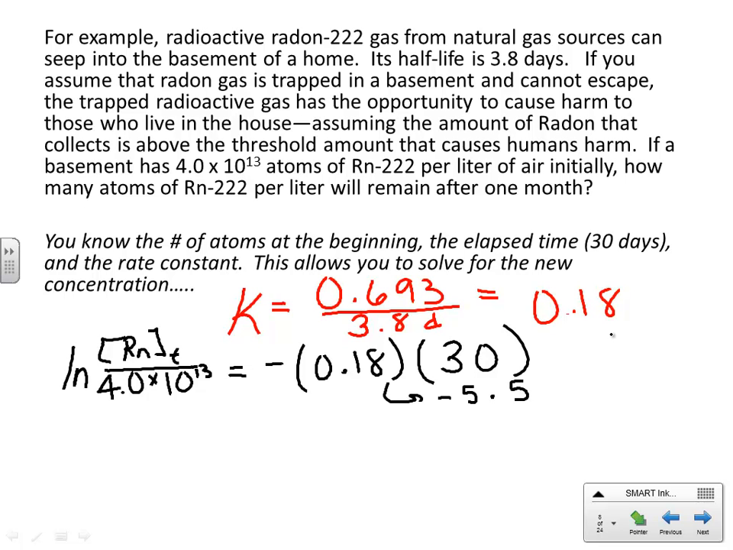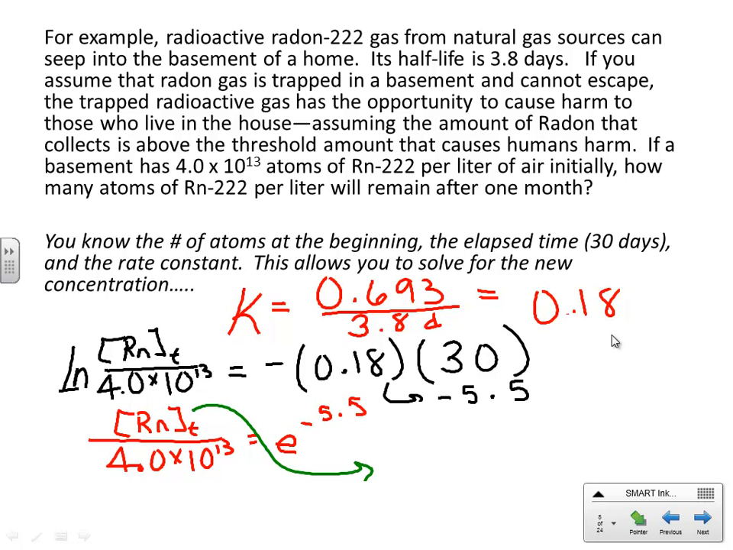And so if we try to solve out the natural log from this equation, we're going to wind up with the concentration of the radon after time t over that initial concentration times 10 to the 13th is going to equal e to the negative 5.5. Solving for this will allow us to find that this concentration should equal 1.7 times 10 to the 11th, the units being atoms per liter.